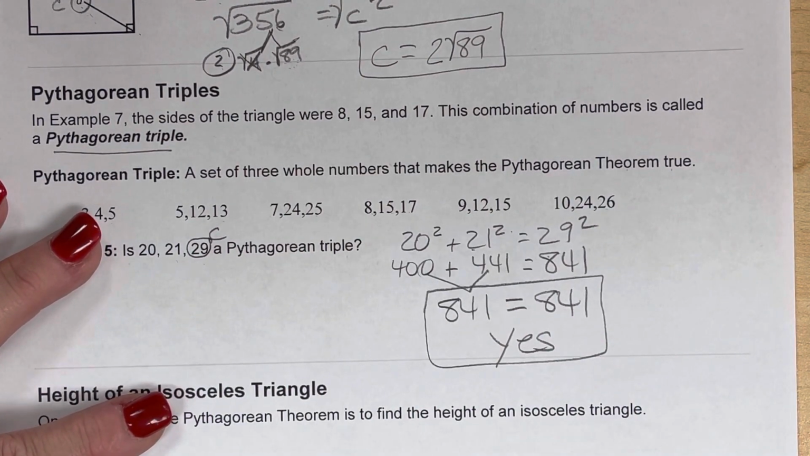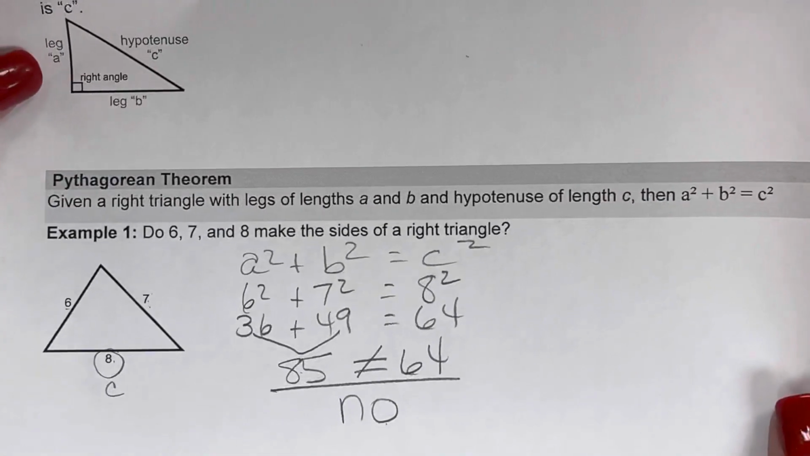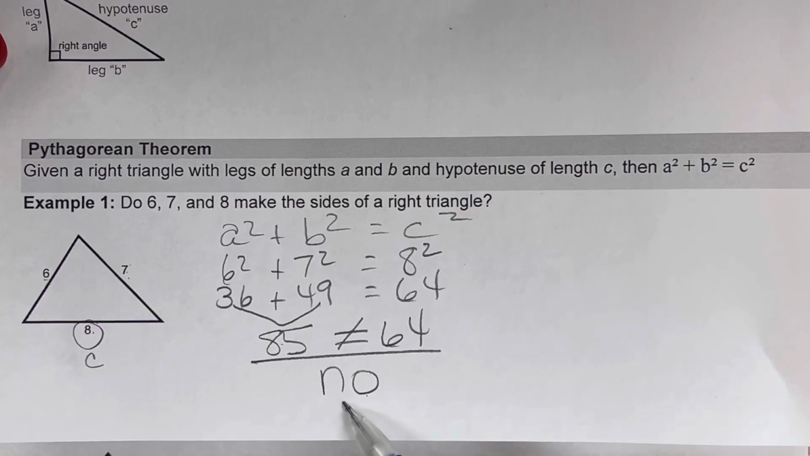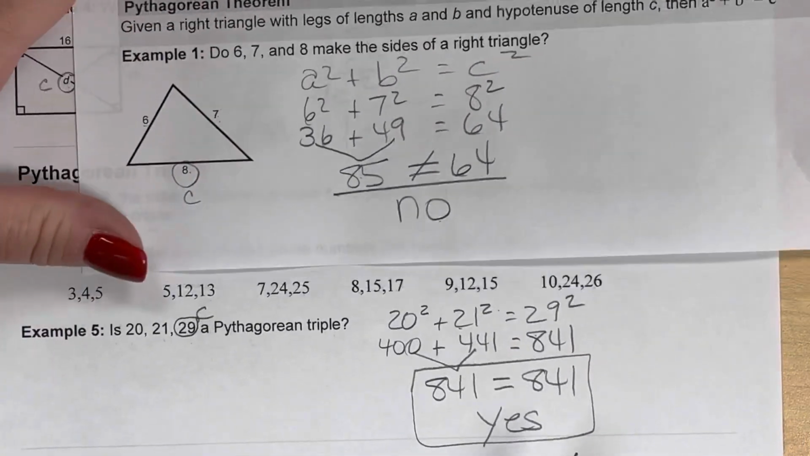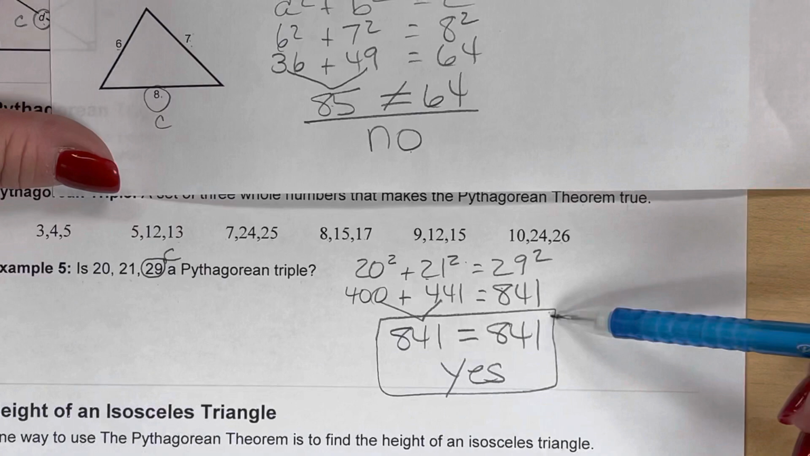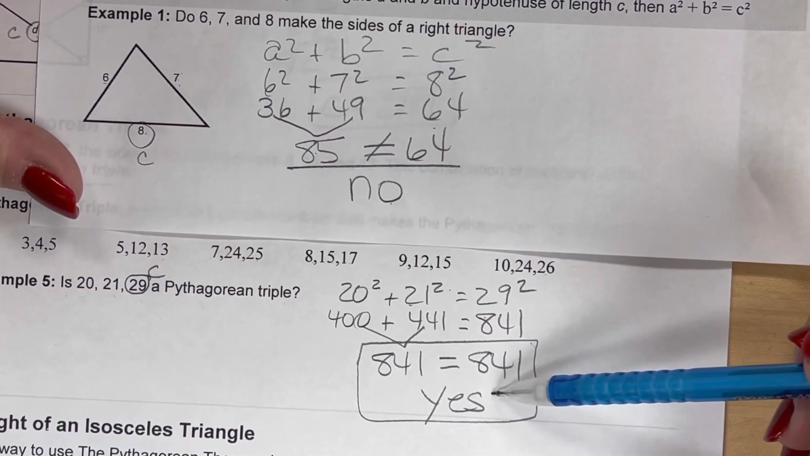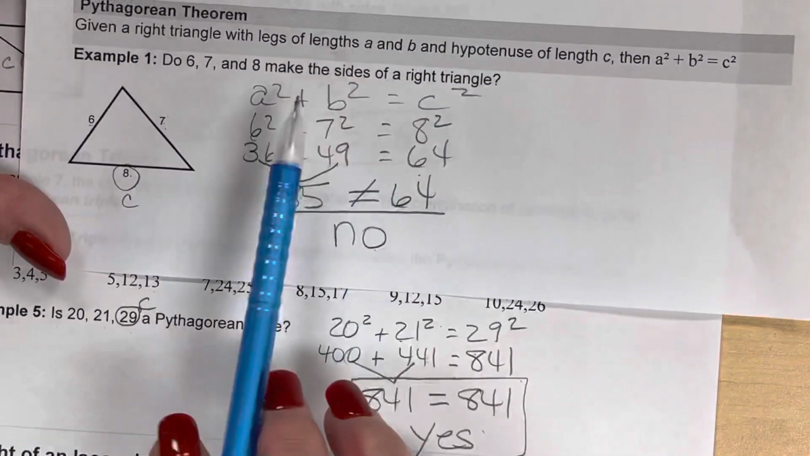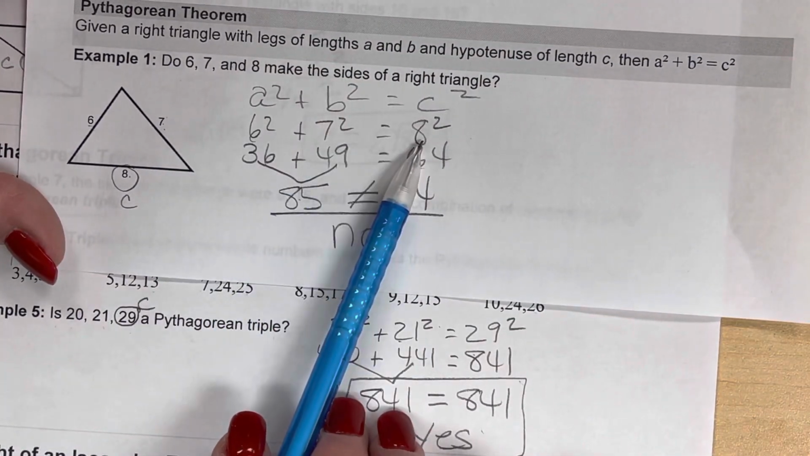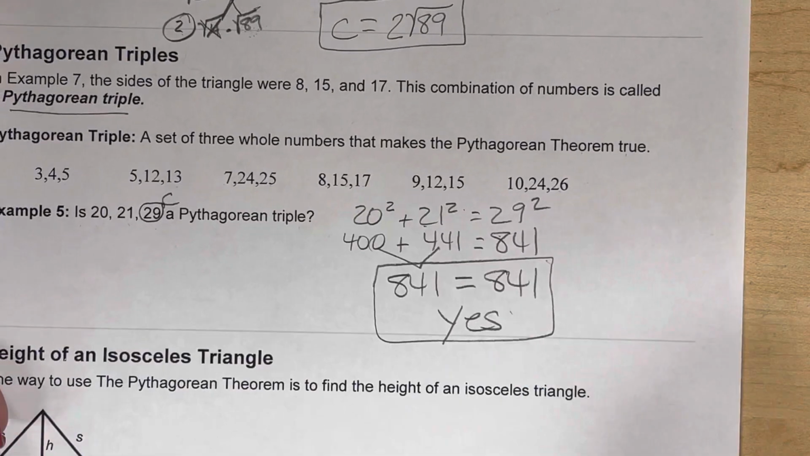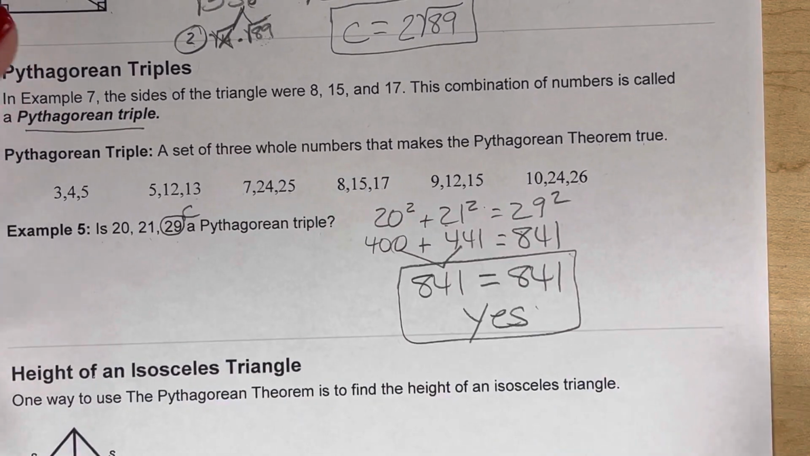Now, is it very much like that question we did earlier where we're trying to decide, is that a right triangle? Absolutely. So finding out if it's a right triangle and finding out if it's a Pythagorean triple, you do the exact same thing. The largest side is always your hypotenuse. Plug in for the other two sides, and if it comes out to be a true statement, yes, it is a right triangle, or yes, it is a Pythagorean triple. If it comes out no, then no, it's not.